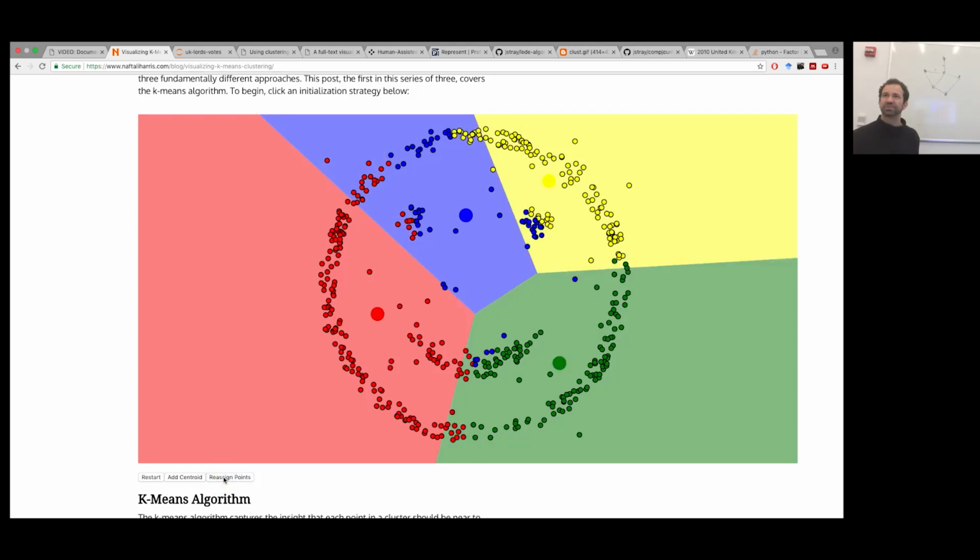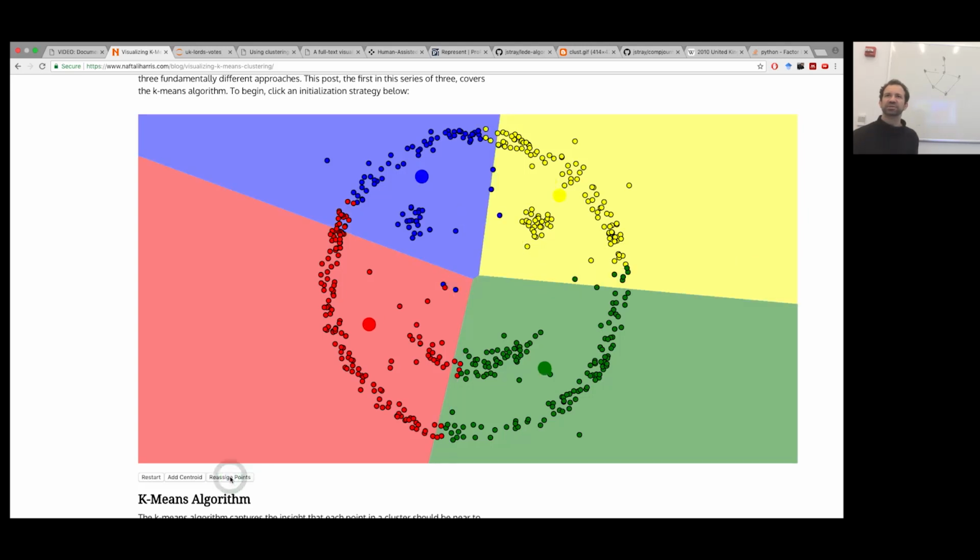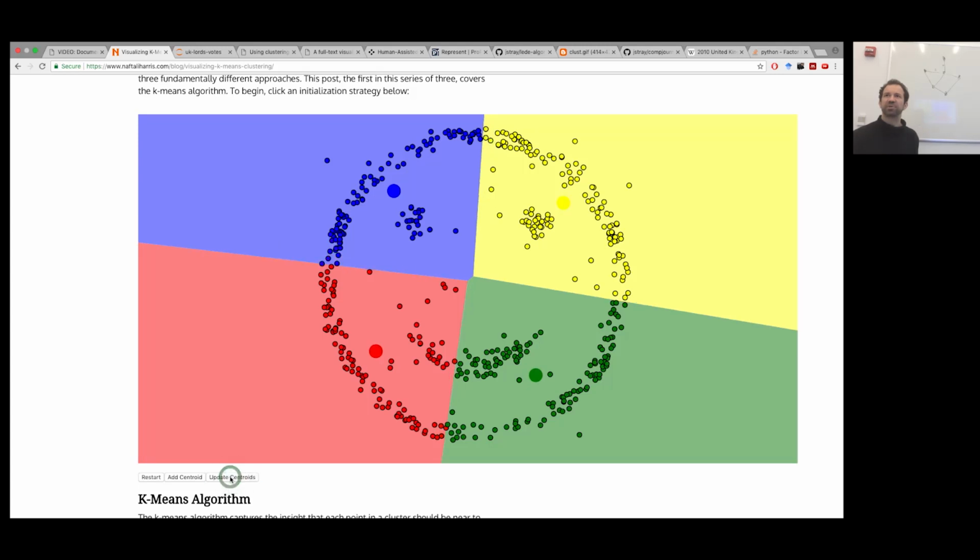So there we go. And then we repeat. We've changed what points are closest to what. And you can see that, for example, we've got some red points in the blue region, right? So we reassign all of the points. And then we move the centroids again. And we keep doing this. And eventually what happens is we reach a step where we don't assign any points. So I think we're going to reassign just a few here.